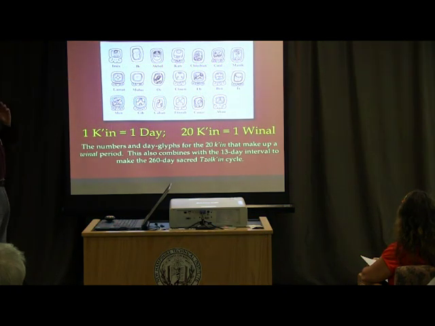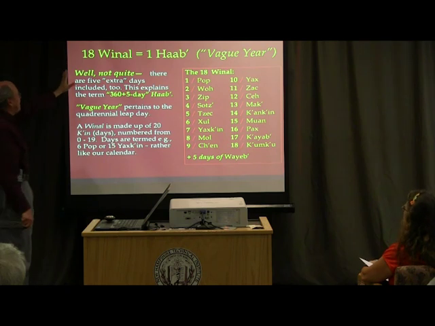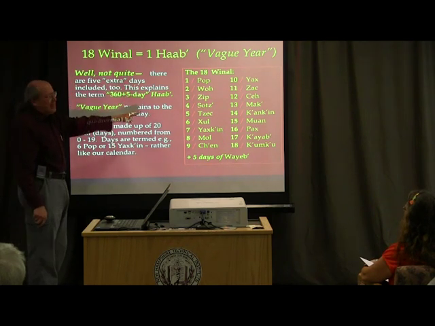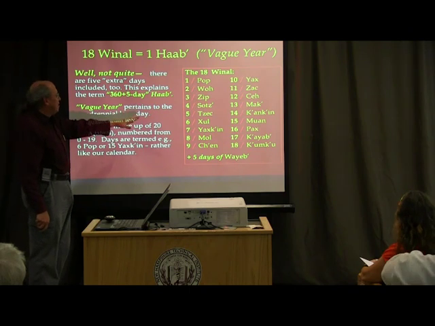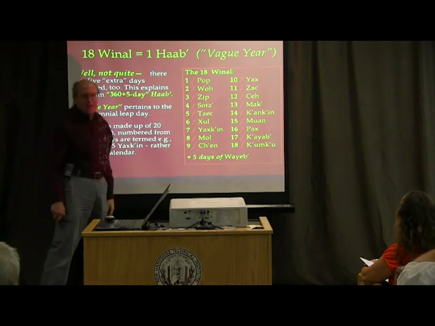Okay, so one k'in is 1 day, and 20 k'in is a winal, and that's the month. And those are the day symbols. And then 18 winal equals 1 haab, almost, because 18 times 20 is 360. So then we've got all these months and 5 days left over.